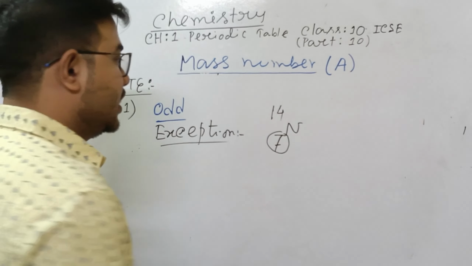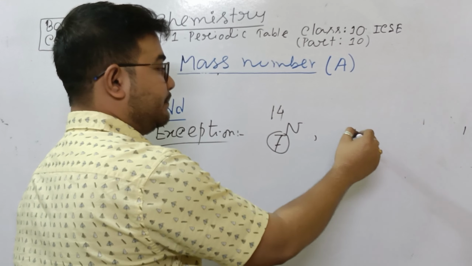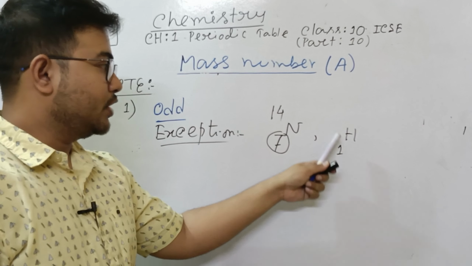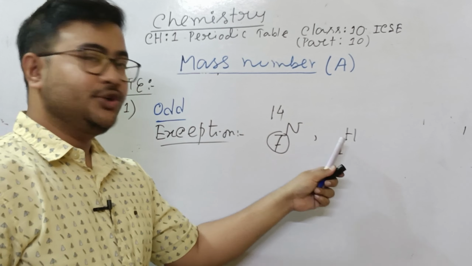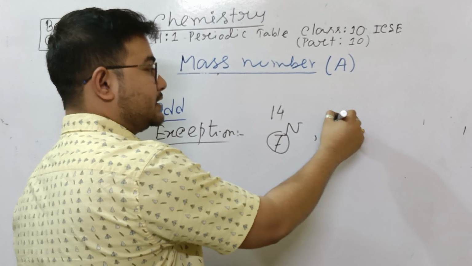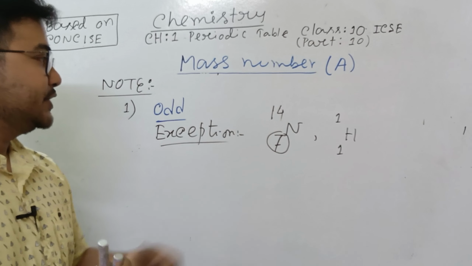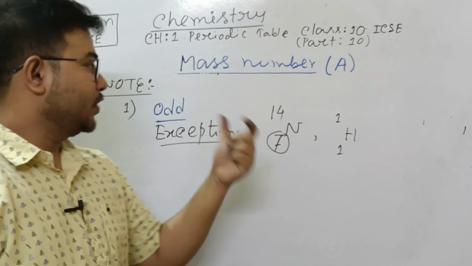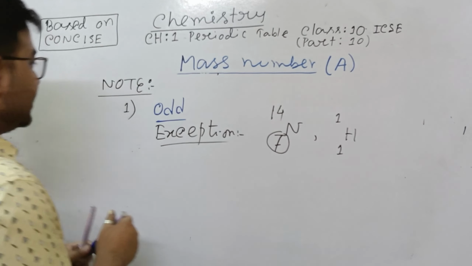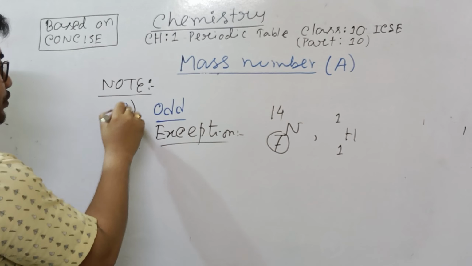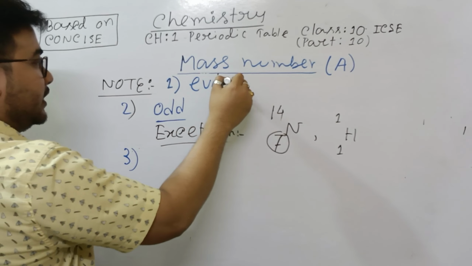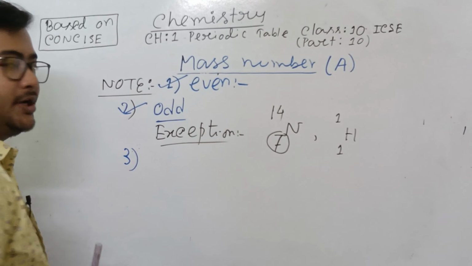Okay, another very important example, hydrogen. Hydrogen is an odd number, so into 1: 1 into 1 means 1, plus 1, 2, but in case of hydrogen the mass number is also 1. So these two are exceptions for atoms having an odd number of protons. Done. This is note number 2; even is note number 1, already done.